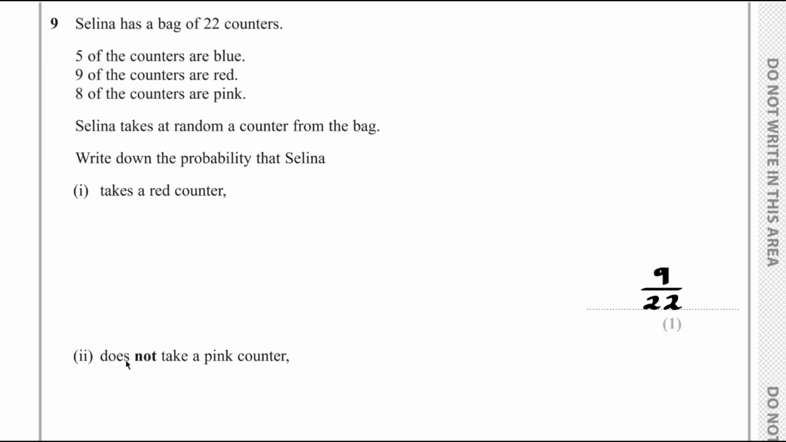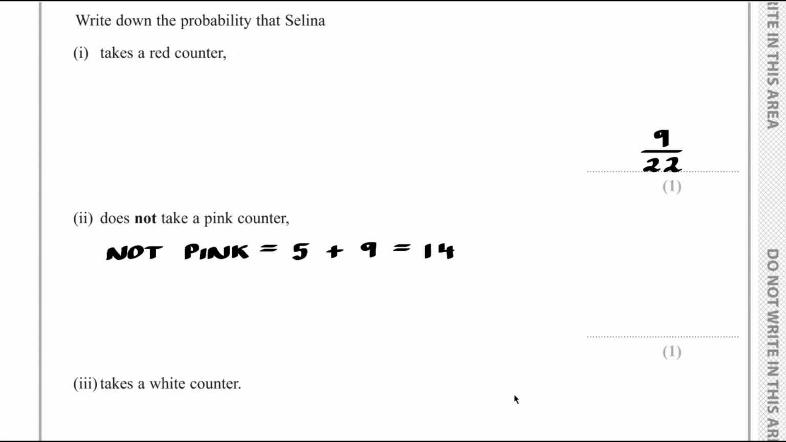For the second part, the probability that Selena does not take a pink counter. Well, first of all, we can find out how many counters are not pink. That's equal to the 5 which are blue plus the 9 which are red. We have a total of 14 counters which are not pink. And therefore the probability of picking a counter which is not pink is 14 out of 22.